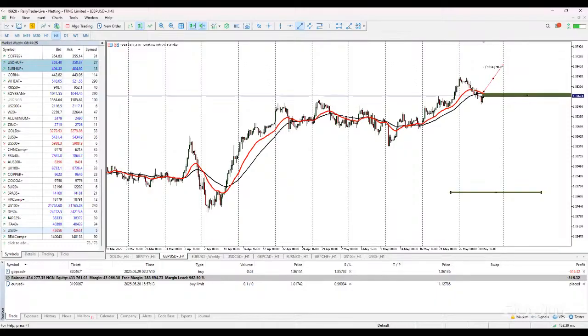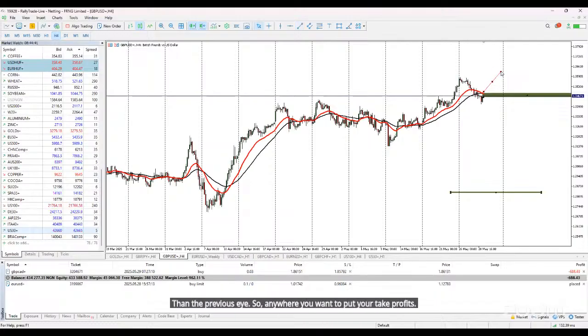You can see it is going to be higher than the previous high. So anywhere you want to put your take profits, it's your choice. But we know the region, place our buy, and the stop loss. Let's move to 1 hour first.